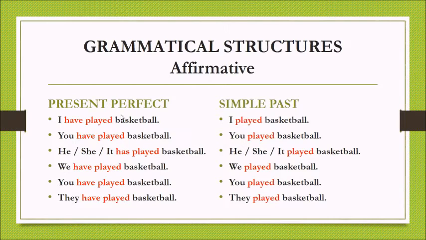Then in the present perfect, remember that we have two forms of the auxiliary verb. It is have and has. Has for he, she, and it. And in the simple past, we use the same form for all persons.